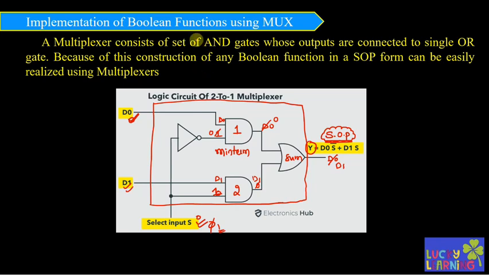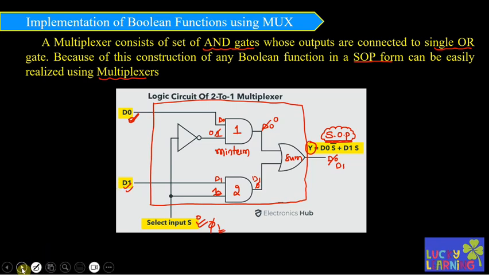Here, for the sake of your notes, it is mentioned clearly. A multiplexer consists of AND gates whose outputs are connected to a single OR gate. Because of this construction, any Boolean function in SOP form can be realized using multiplexers.